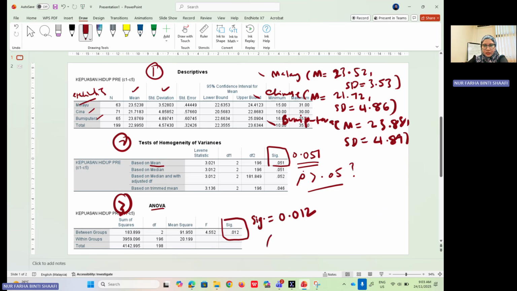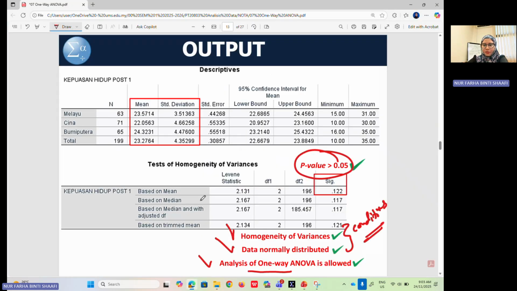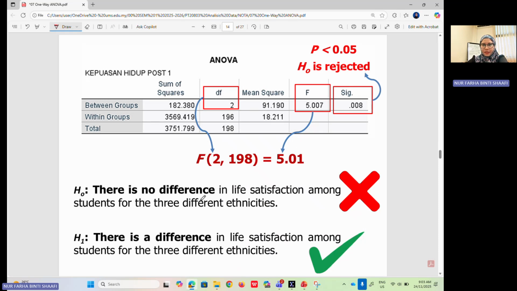So it is less than 0.05, isn't it? If less than 0.05, what would happen? I have stated that in the notes also, no worries. For example, here, significant value 0.008, which is less than 0.05. Same goes to our data just now, right? So if less than 0.05, your null hypothesis is rejected.